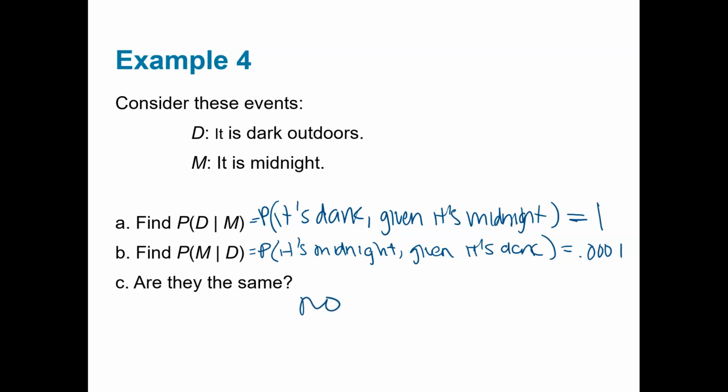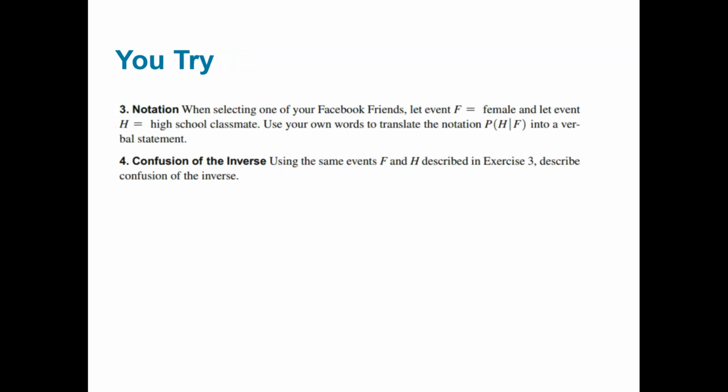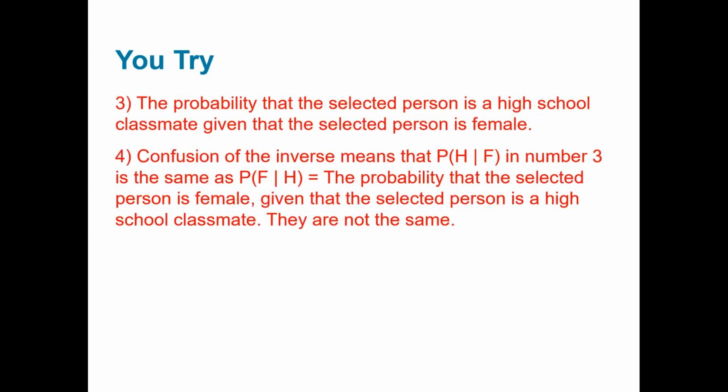And that's what the confusion of the inverse means. When we incorrectly switch these probability values because we think that they're equal. And you go ahead and give this one a try. And there's the solution. And that concludes section 4.3.